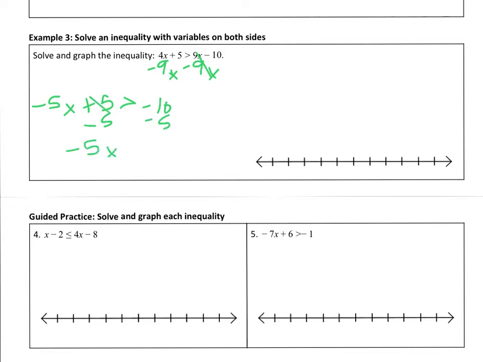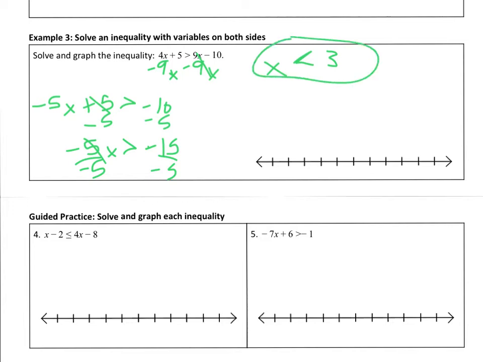Negative 5x is greater than negative, I had to think for a second there, negative 15. Right? Now, my last step, and this is what we've got to be careful with. I'm going to divide both sides by negative 5. And dividing both sides by a negative number causes that sign to flip, to switch from greater than to less than. So this becomes x is less than positive 3.